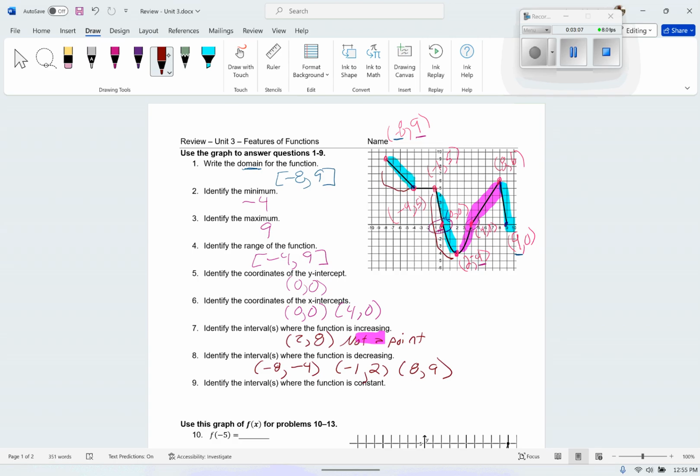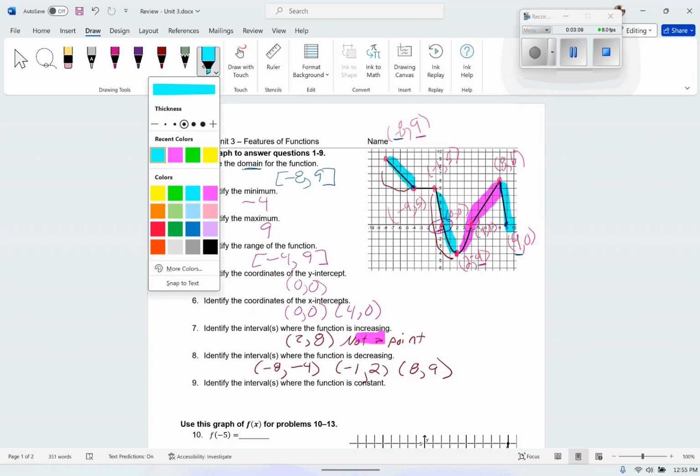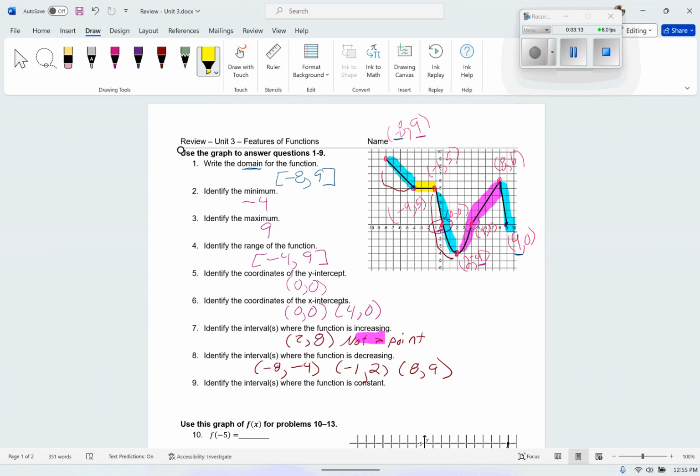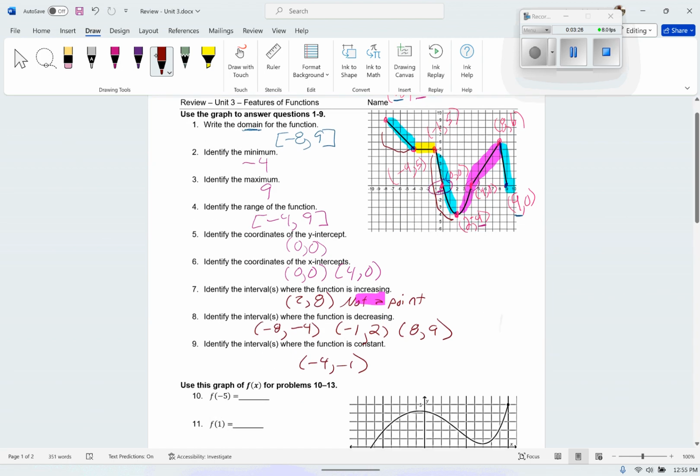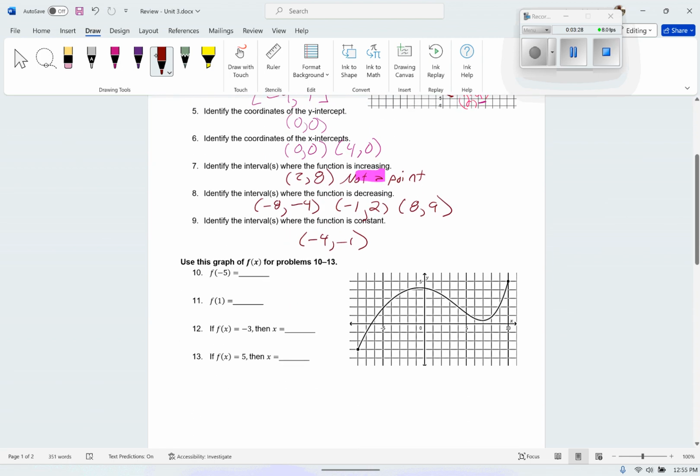Identify where it is constant. Well, constant means it's a horizontal line. It's right there. That's horizontal right there. So I use my x values to describe that. So from -4 to -1. Again, these are the regions where it's either increasing, decreasing, or constant. If you have any questions, make sure you ask me.